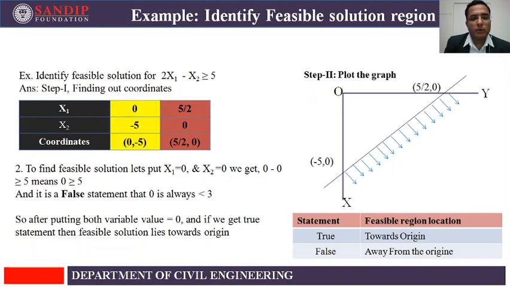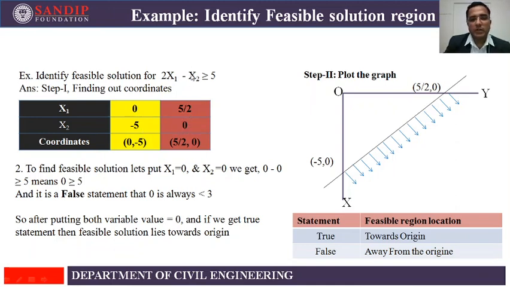So we will move forward step by step. In the very first step, we are going to find the coordinates. Let us take the variables given in the equation, x1 and x2. First put x1 as 0 in this given equation. When I put x1 as 0, I will get x2 equals minus 5. Similarly, the second time put x2 equals 0.